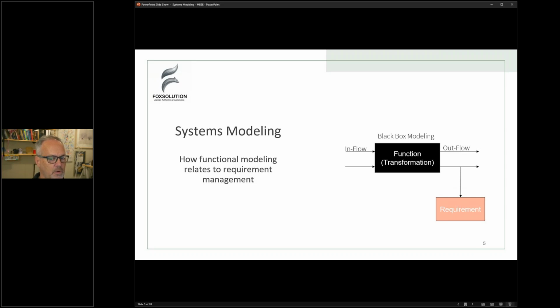So really the requirements, when we talk about this, and we're going to go into more detail here, what they do is characterize all of the outflows of all the different functions and functional chains. And that's really the purpose of the requirements, to characterize those outflows.